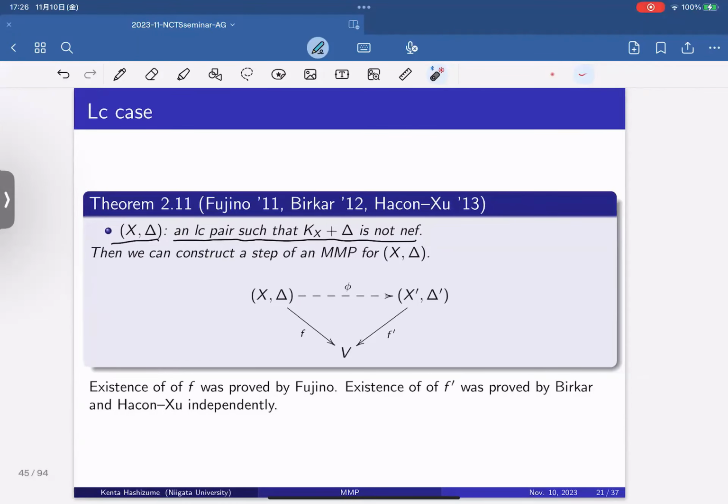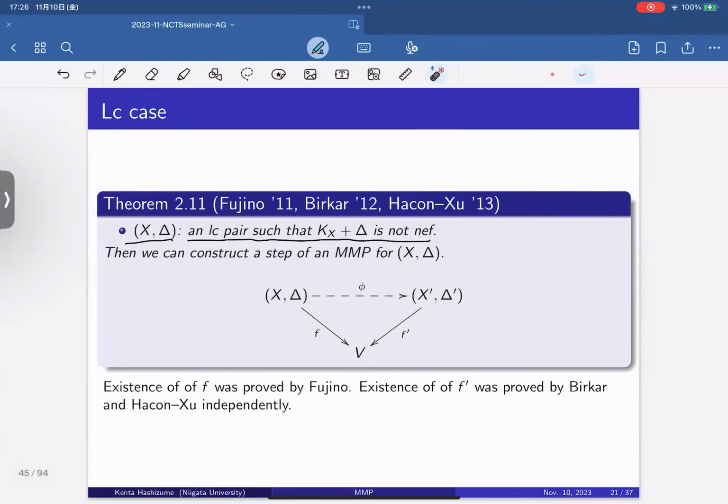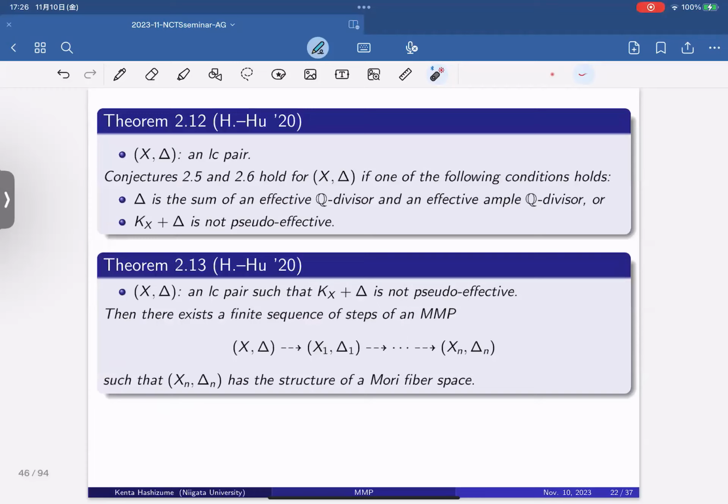Okay, after these results are proved, Chen Fu and I proved the existence of a good model and a partial generalization of the abundance conjecture.